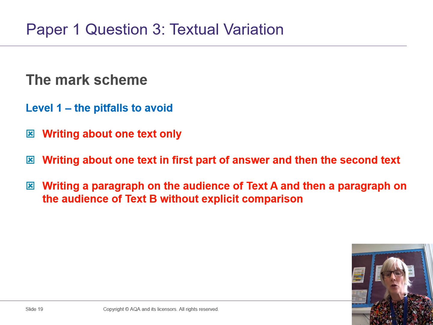Now, things not to do. None of you have ever done these things, but the only one you might try is to write about one text first and then the second text. Don't do that. You can't write about text A and then text B. That's not comparing. Even writing a paragraph on text A and then a paragraph on text B, even if it's on the same topic, if you're not explicitly comparing them, that's no good. You're not going to get out of level 1 if that's your approach.